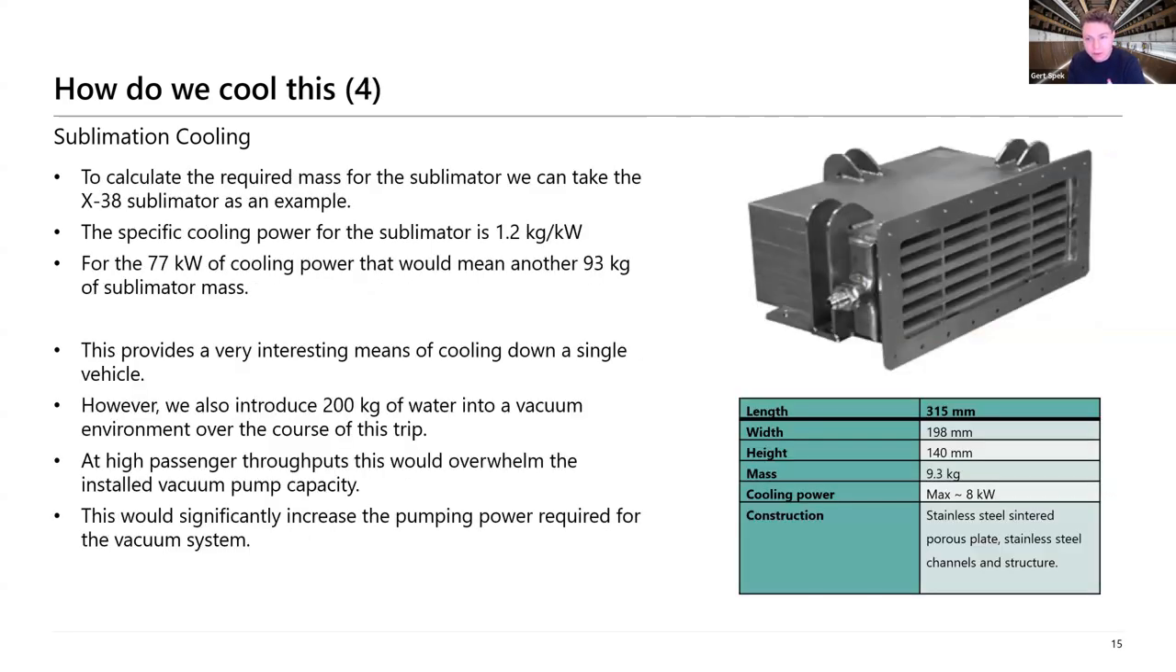So common systems, just to calculate a bit with how much extra mass do we need to add in the sublimator itself. So the sublimator, as a design example from NASA, from the X-38 sublimator, it has roughly a performance of 1.2 kilograms per kilowatt. So also this for the steady state cooling of 77 kilowatts would only be 93 kilograms of sublimator mass.